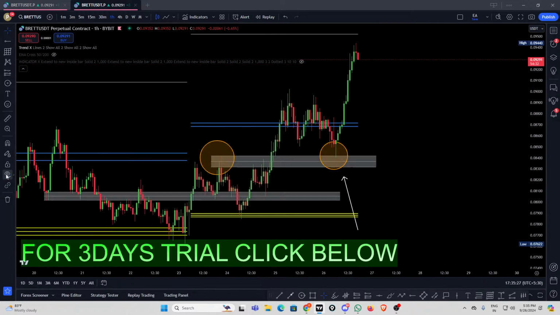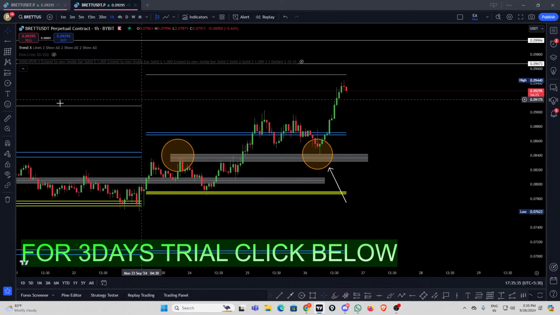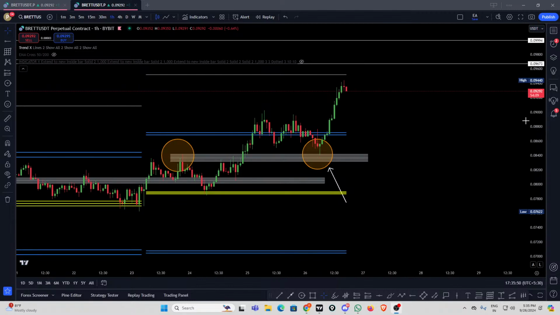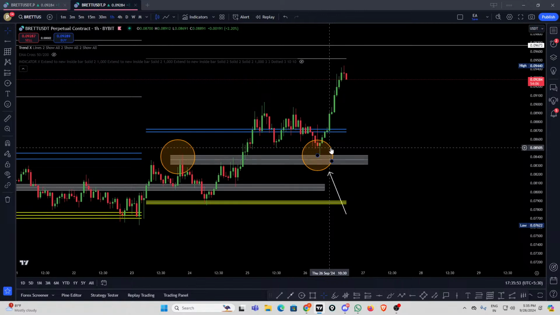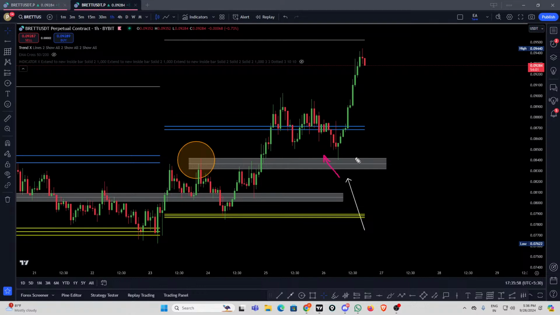The second trade yesterday I gave here on YouTube, BRETT USDT. You can see this, guys. Yesterday I showed very clearly that you should look for long positions from this level, and it tapped. It made a hammer candle near our zone. I'll just remove this. You can go and check yesterday's video. I told you this is our entry, and we need a candlestick pattern, and we got a hammer candle.